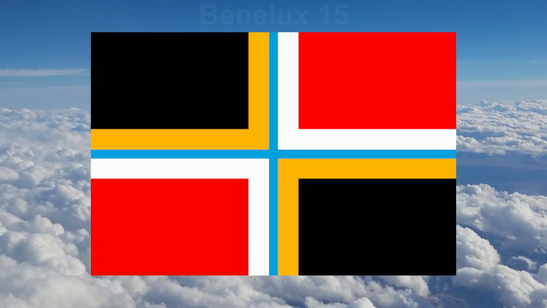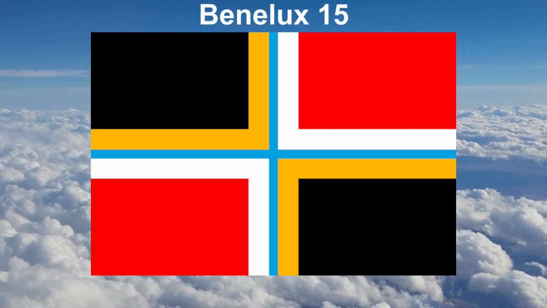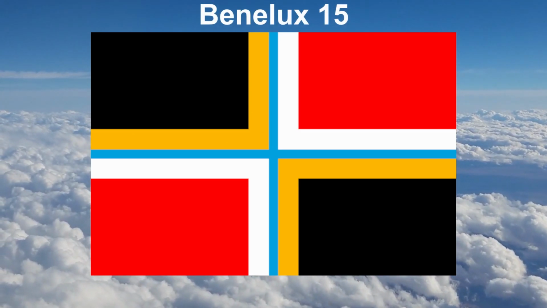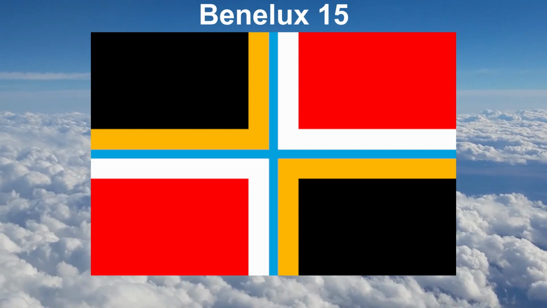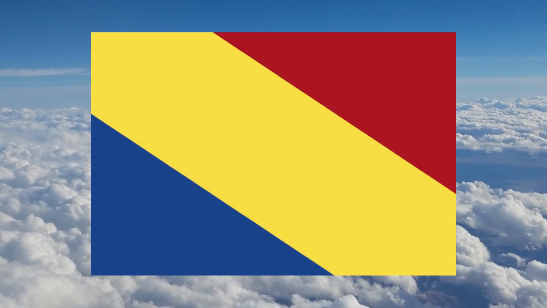Next is entry 15. Red represents the people. White is for nobility. Gold is for independence. Black is for the land, blue for the water, and the cross represents Christian heritage and history within the region. Next up is entry 16.